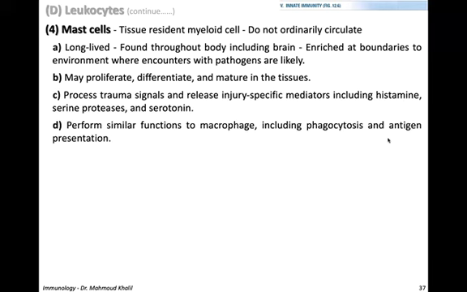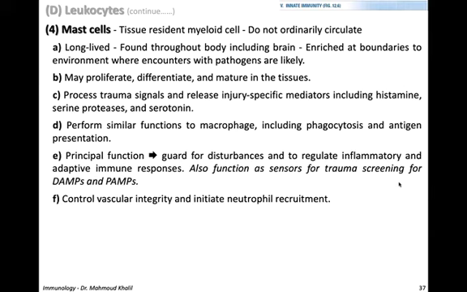They can process trauma signals and release injury-specific mediators, including histamine, serine proteases, and serotonin. They perform functions similar to macrophages, including phagocytosis and antigen presentation. The principal function of mast cells is guarding against disturbance and regulating inflammatory and adaptive immune responses. They also function as sensors for trauma, screening for DAMPs and PAMPs. They control vascular integrity and initiate neutrophil recruitment.